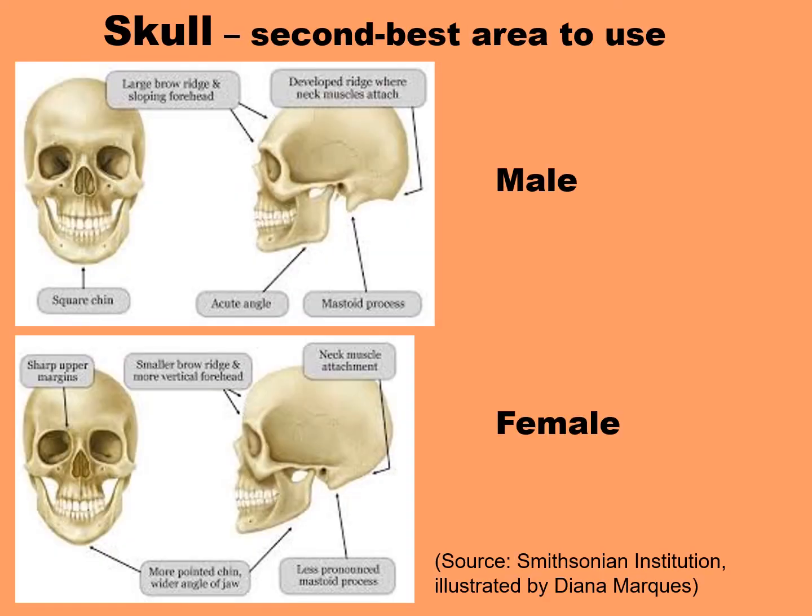The second best area to use to sex a skeleton is the skull. In general, you can see that males have square chins and women have more rounded chins. The muscle attachments at the back of the skull and below the ear are larger on males because they're more heavily muscled, or tend to be so. Males might have a large brow ridge with a sloping forehead, whereas females would have a smaller brow ridge and a more vertical forehead. And the angle of the jawbone also differs.